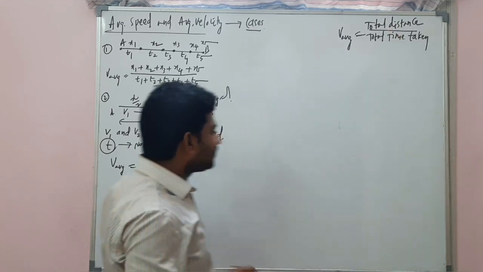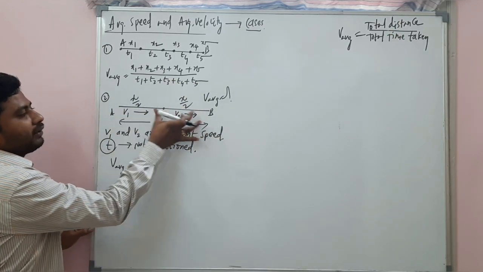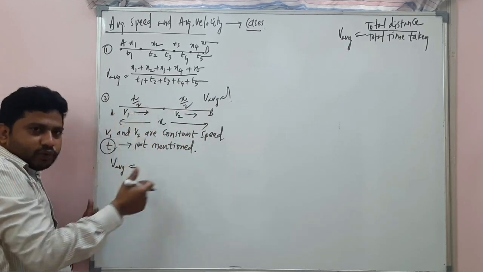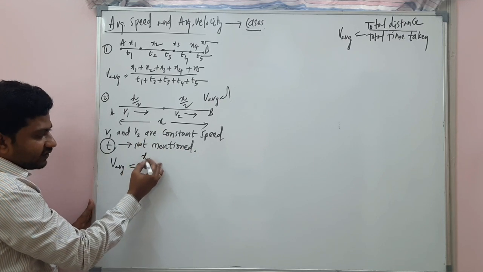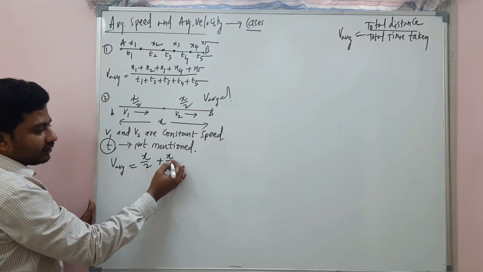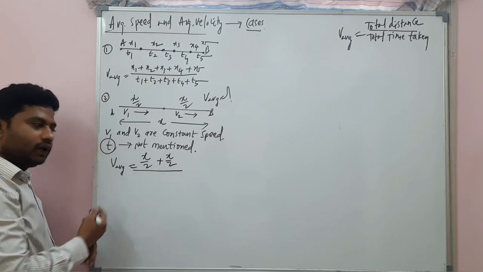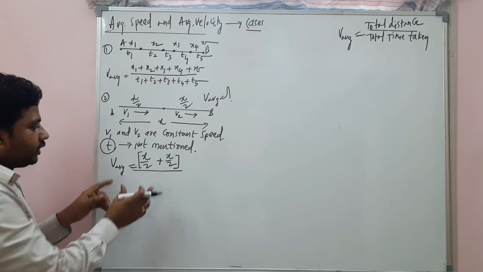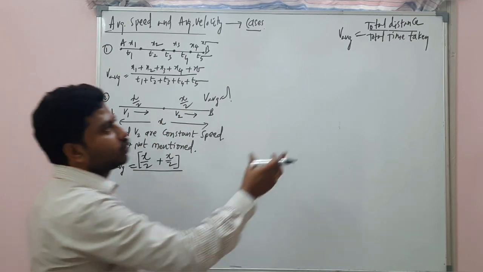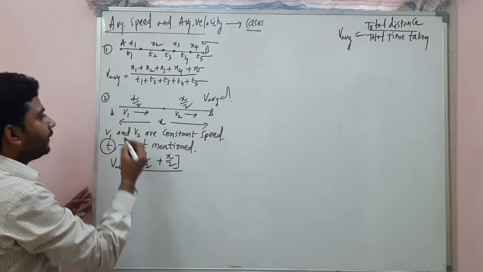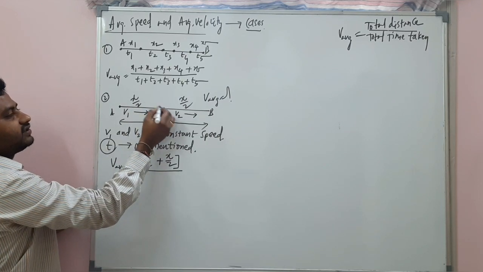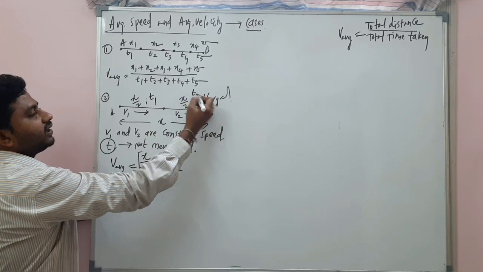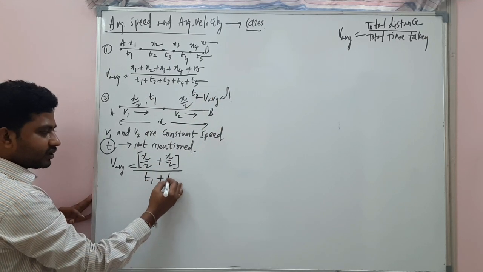What is total distance here? x by 2 plus x by 2. When they have divided into two equal halves, total distance is the first half distance and next half distance. This is the numerator, x by 2 plus x by 2. Denominator, total time. So total time, let me say, from A to half distance, time taken is t1. From here to here, time taken is t2. So I am writing t1 plus t2.